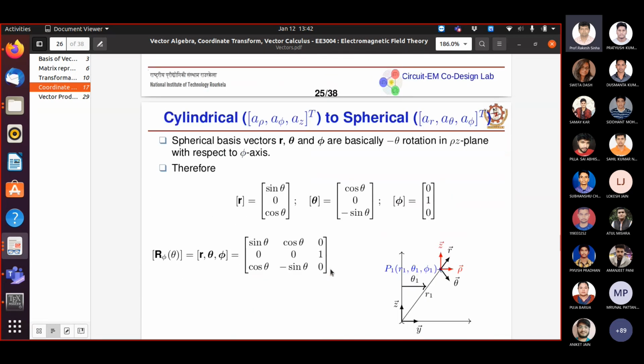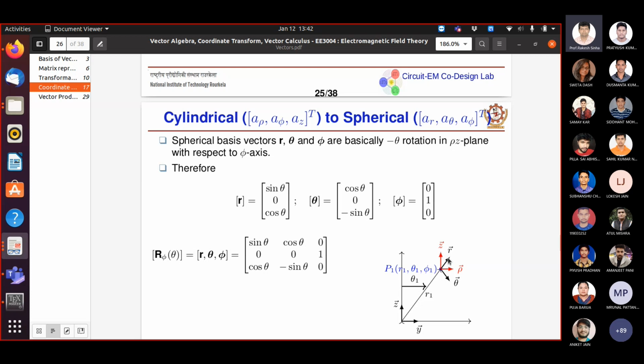Now, the next transformation is cylindrical to spherical. Before going into the transformation, we need to understand how this rotation matrix has been formed. So let's see this figure. Here you can see R. What is R?